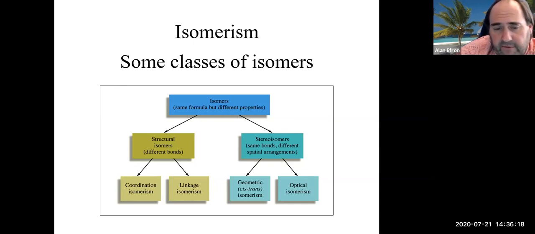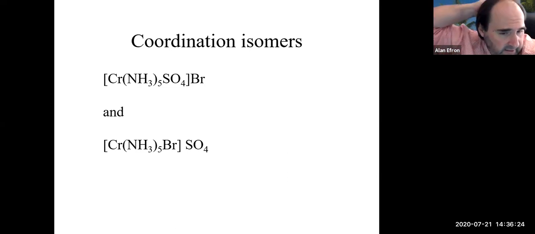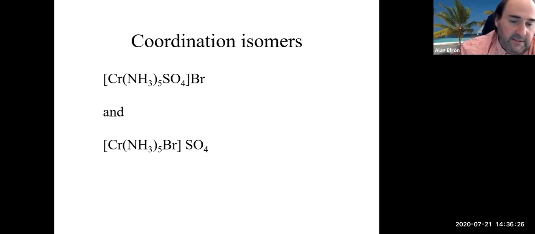So let's start with the first type of isomers here, which are coordination isomers. And when you look at coordination isomers, here are two guys. If you just simply count up everything that's there, we got a chromium in each, we got 5 NH3s in each, we have 1 sulfate and 1 bromine in each. So they are basically made up of the exact same elements. And this makes them coordination isomers.